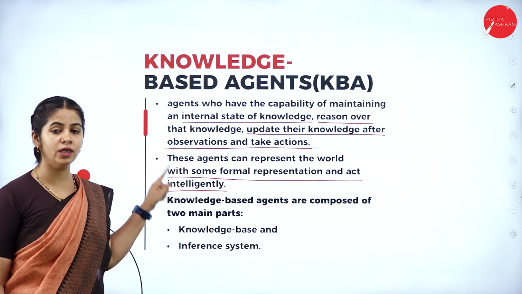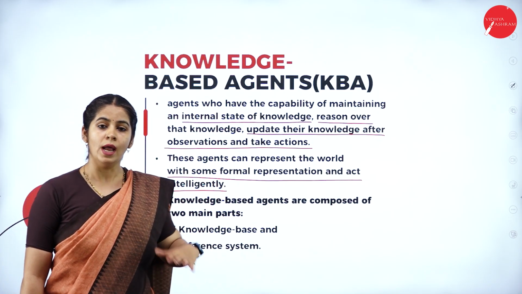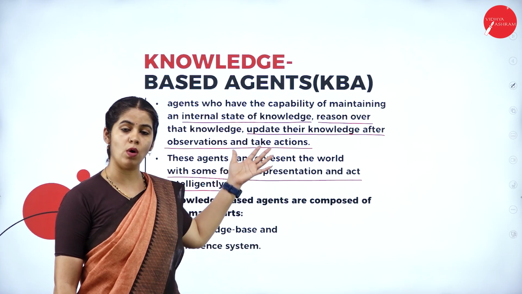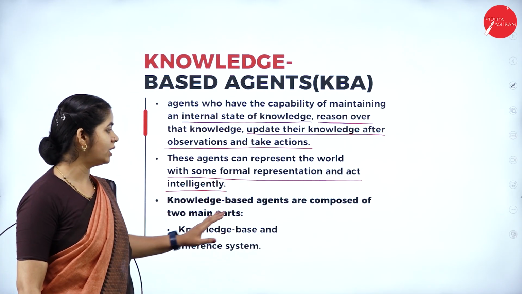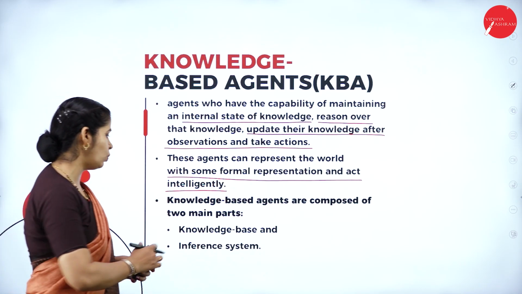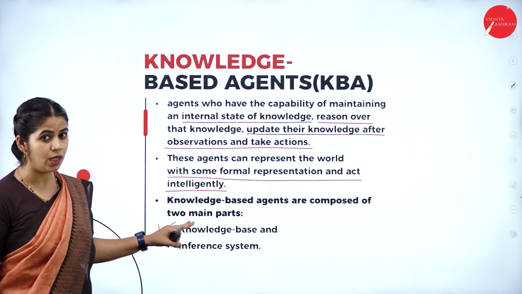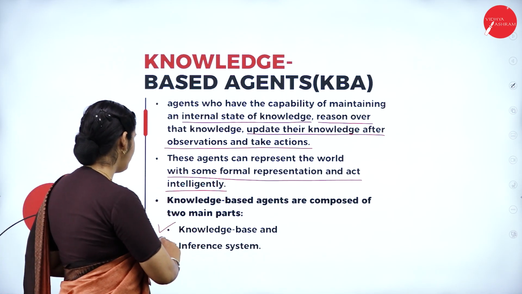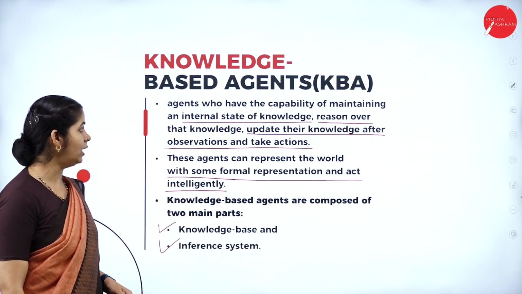Who acts intelligently? A knowledge based agent will act intelligently. Depending on what? Depending on the knowledge base whatever it has previously. So a knowledge based agent is composed of two main parts. What are the two main parts? A knowledge based agent should have a knowledge base first, right? And then it should have an inference system. We'll see what a knowledge base is and then the inference system.